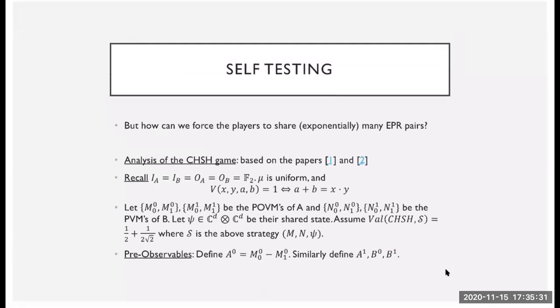Great. So now I want to talk about self-testing, this notion of playing a game such that if they want to win this game with high probability, they must share many EPR pairs. This is like the end goal, but at least for now, let me show you that if two players are playing the CHSH game with optimal play, like the best strategy possible, they must share at least one EPR pair. Like this is a nice start.